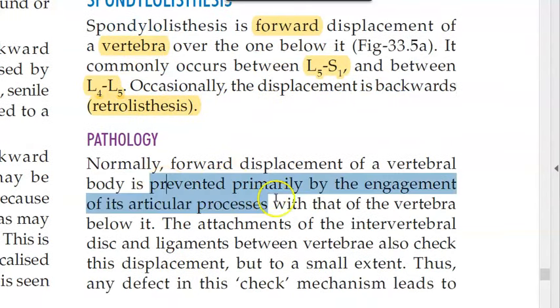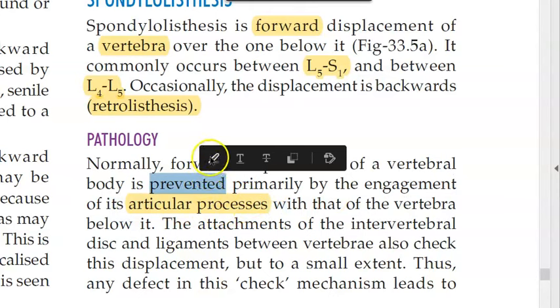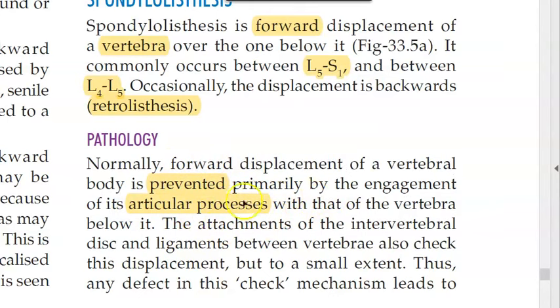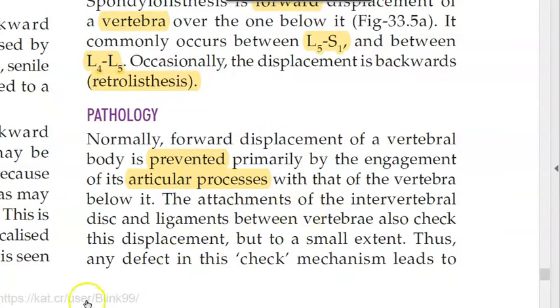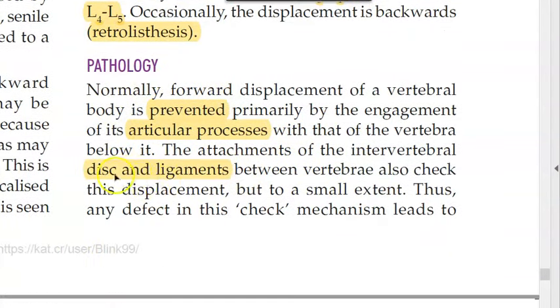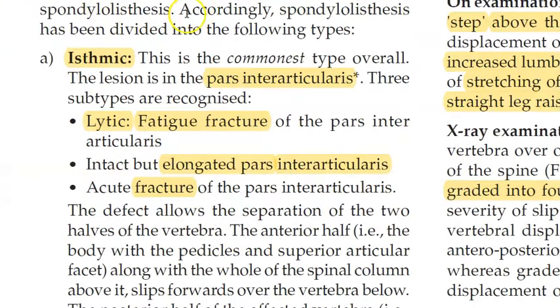Now why it normally doesn't occur is because of the articular processes, etc. The way they articulate, it will not allow the movement. It is prevented by these articular processes. Now what happens? There is some problem in the disc or in these check mechanisms, ligaments, etc. So the displacement occurs. Based on the reason, there are types of spondylolisthesis.